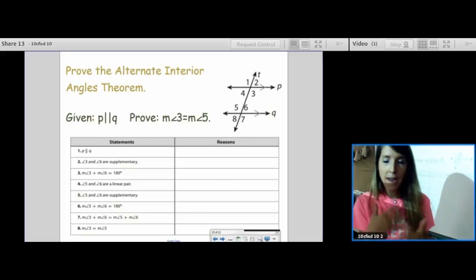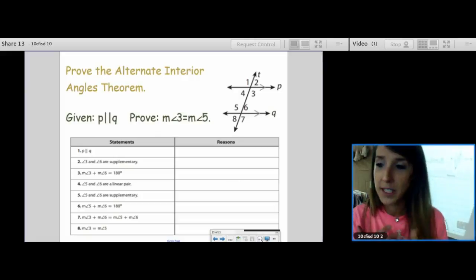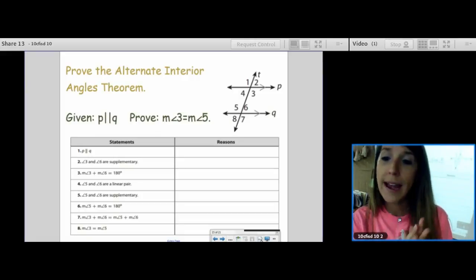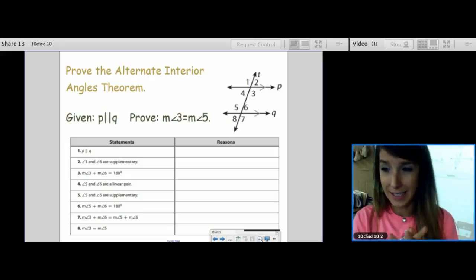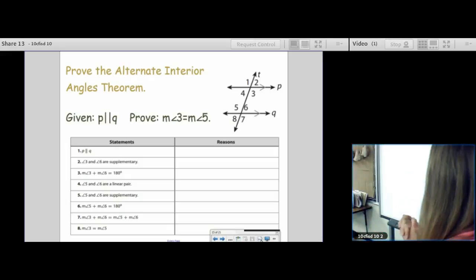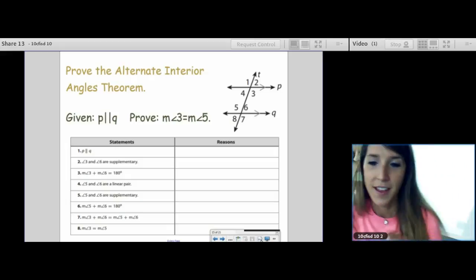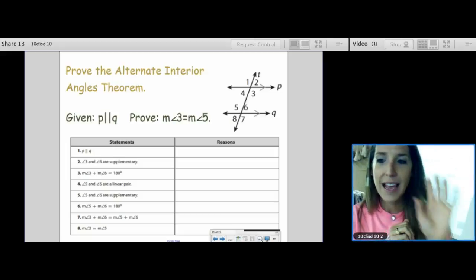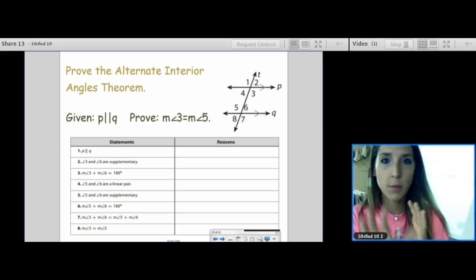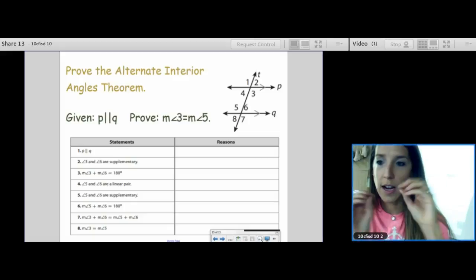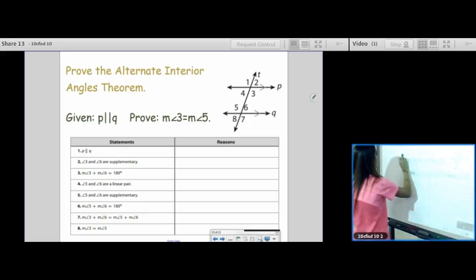We're going to try to make sure that we are spiraling proofs into every unit because we want you to be ready to write your own proofs when we get to that unit. When you are doing a proof, you always start with the given and you end with the proof. Start and end, always. Start and end.